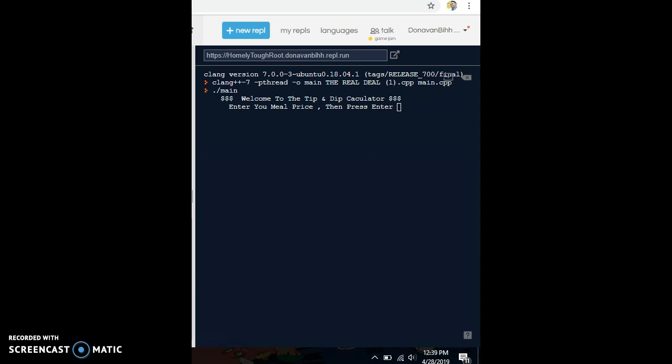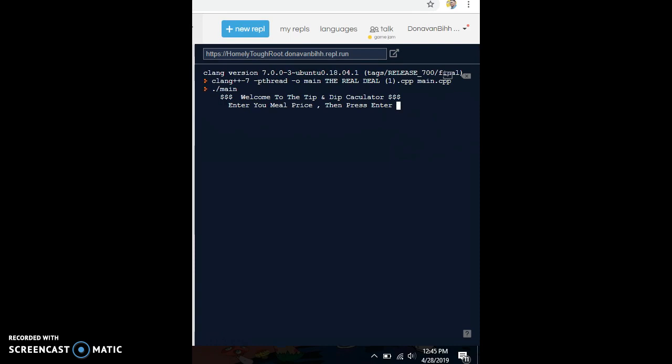So when you first open the app, it's gonna prompt you: welcome to the Tip and Dip Calculator. Enter your meal price and then press enter. So your meal price can be whatever you want it to be. Okay, say you go to McDonald's. McDonald's usually spends probably $15.97. Your meal was $15.09. The tax came up to be $136. The tip is $3.47.